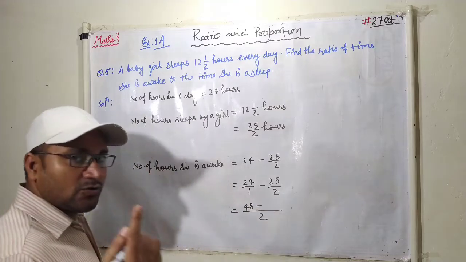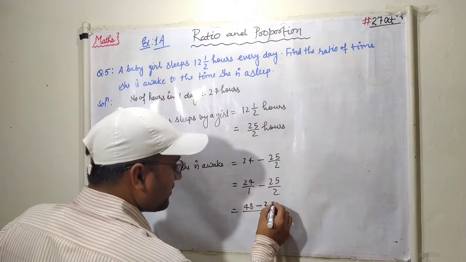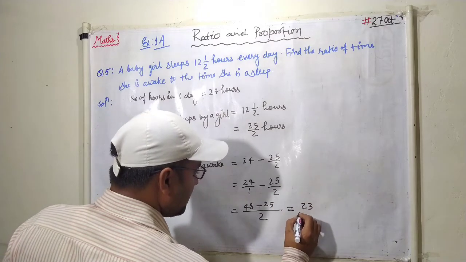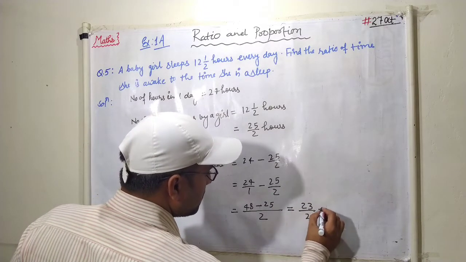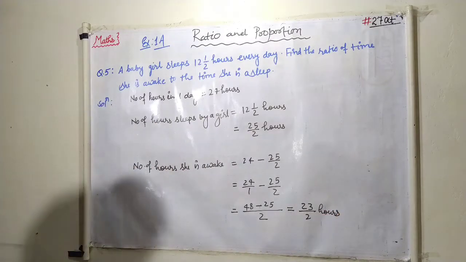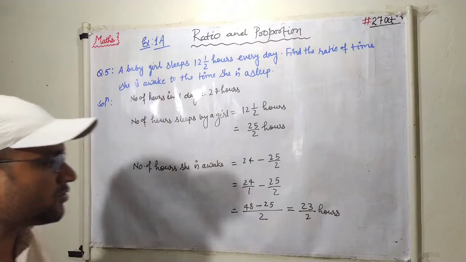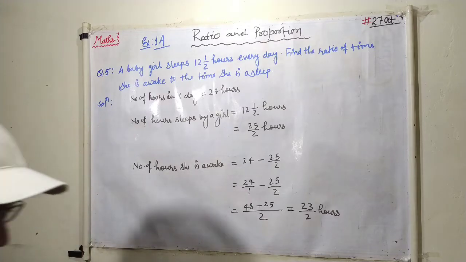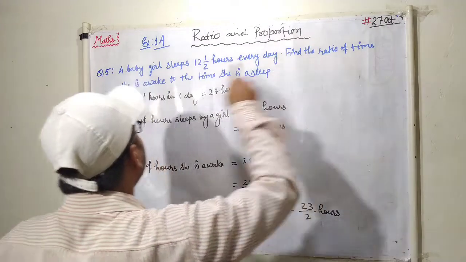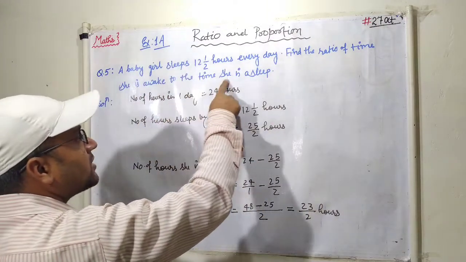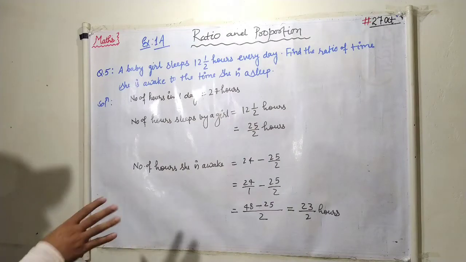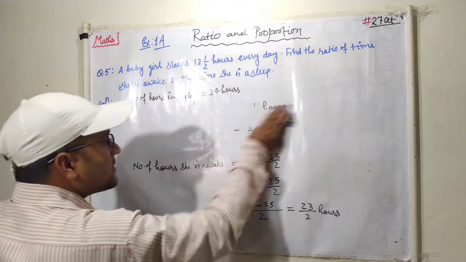Minus, 2 divided by 2 you will get 1, and 1 is multiplied into 25. You will get 25. Subtract this one, you will get 23 upon 2 hours. Number of hours she is awake is 23 upon 2 hours. Now according to your question, find the ratio of the time she is awake to the time she is asleep. After that I'm going to find the ratio.